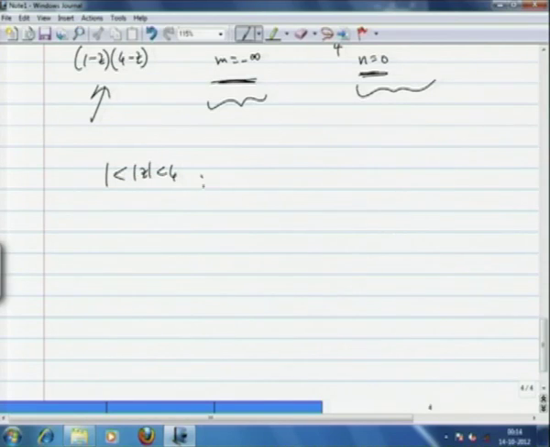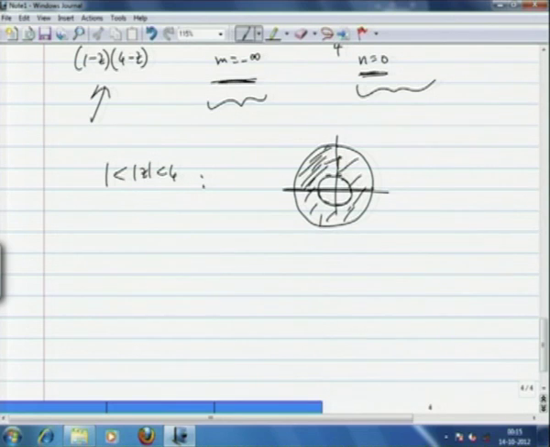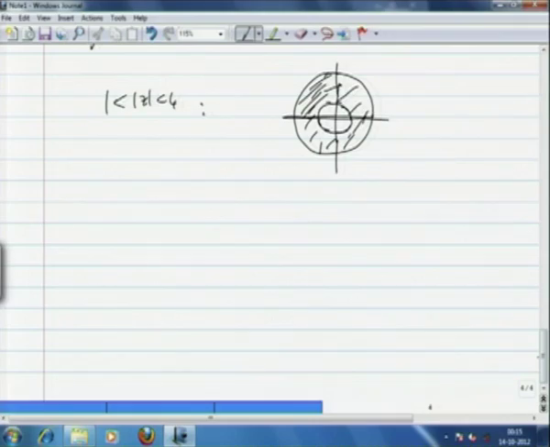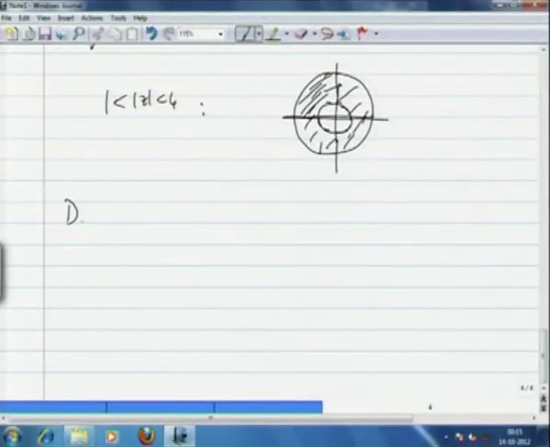So, 1 less than mod z less than 4 is an annular region. It is the region between a disk of radius 1 and a disk of radius 4, all this region not including the boundaries. This motivates us to expand certain functions in annular regions, and we will introduce what are called Laurent series of functions in annular regions. First, I will start with double ended series.